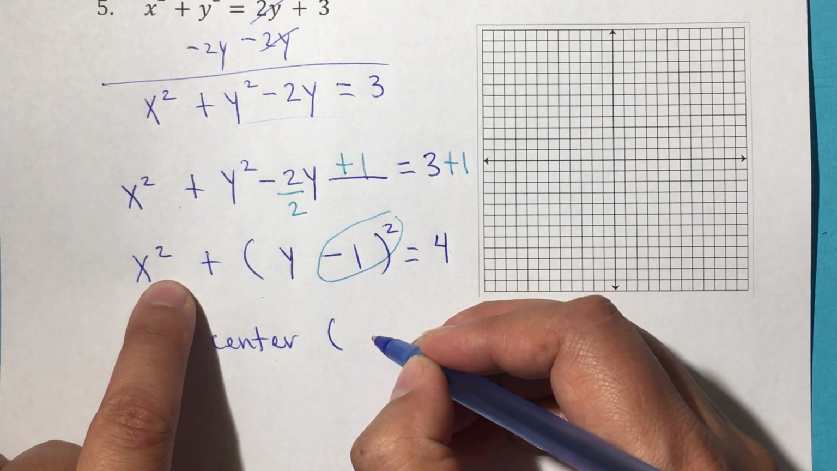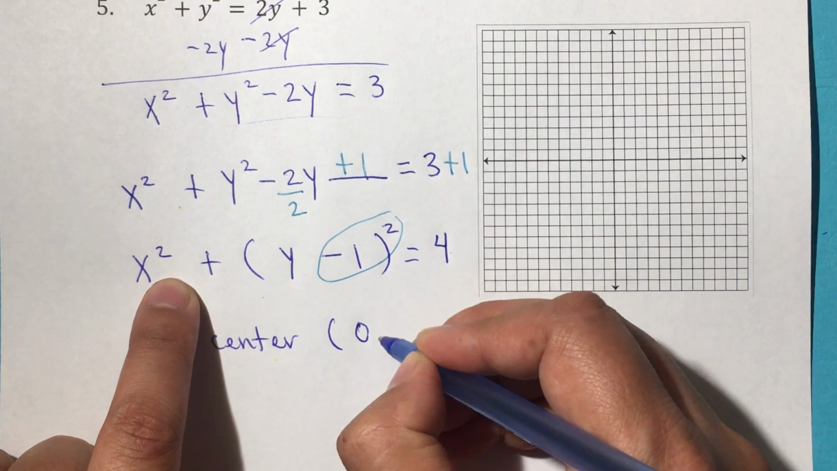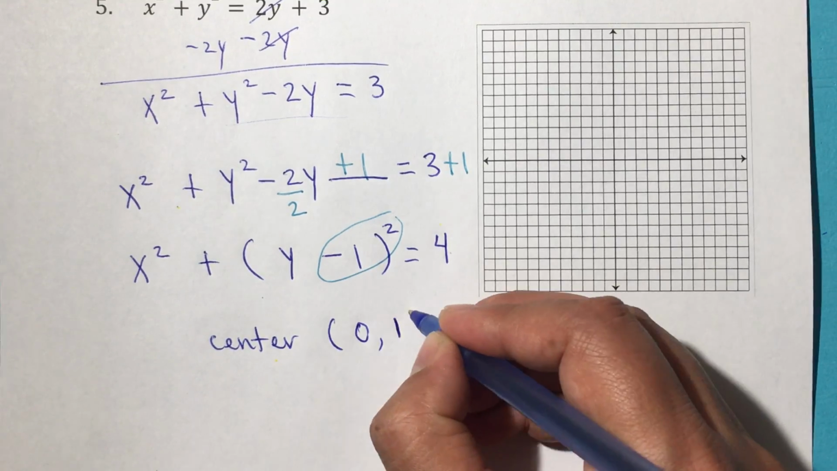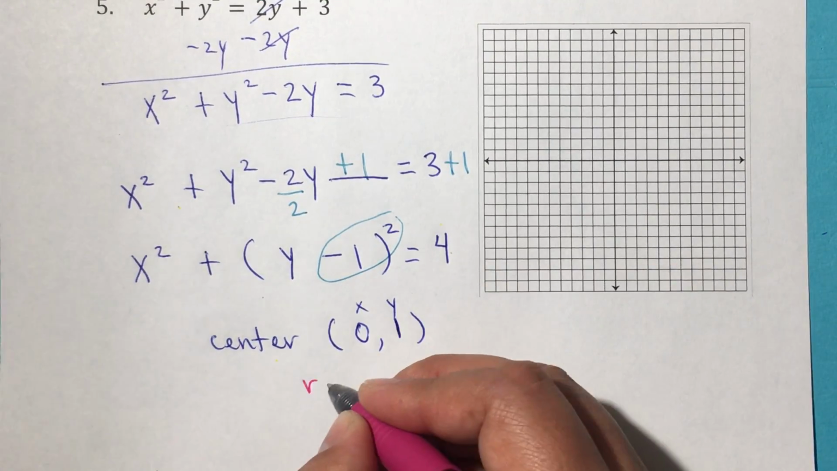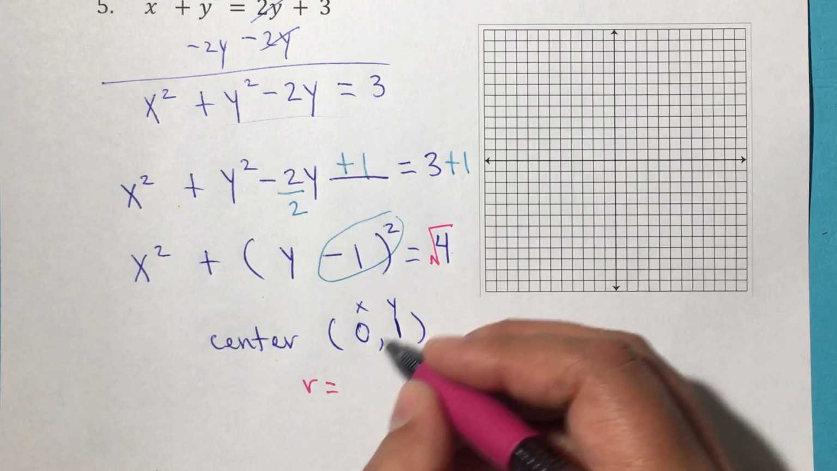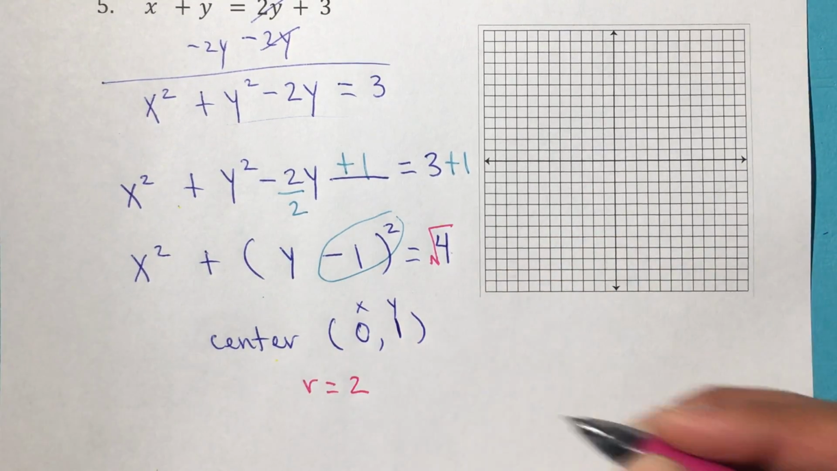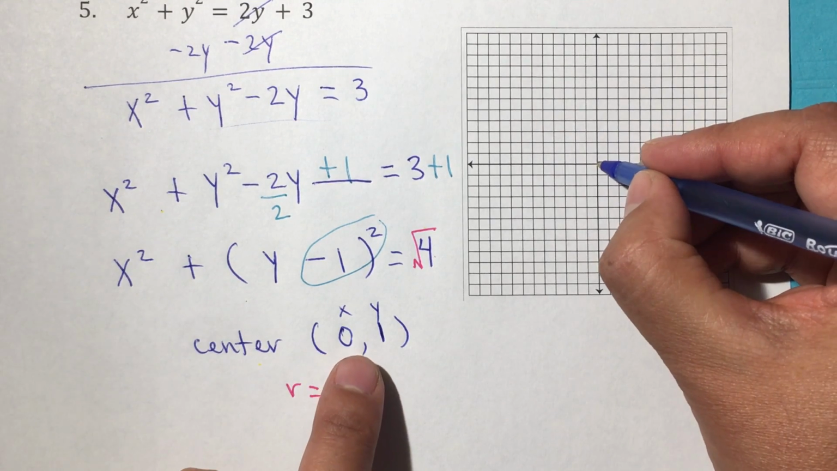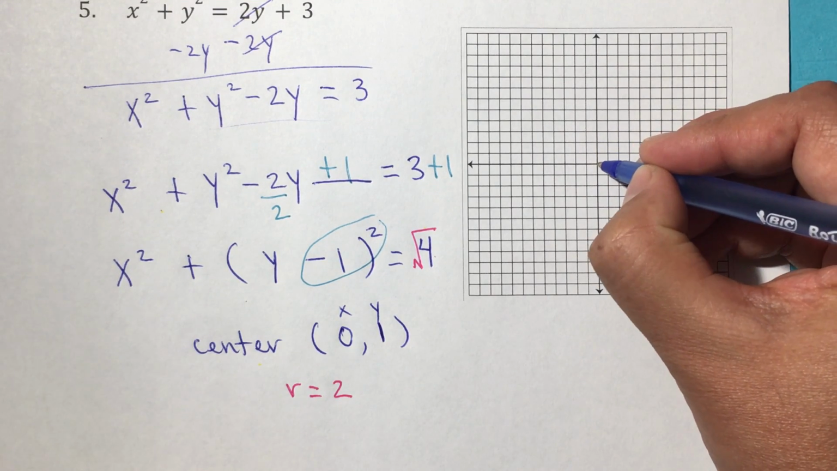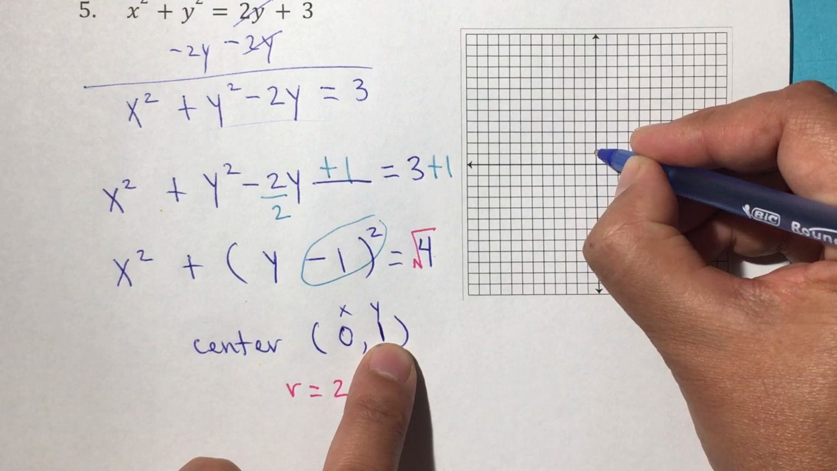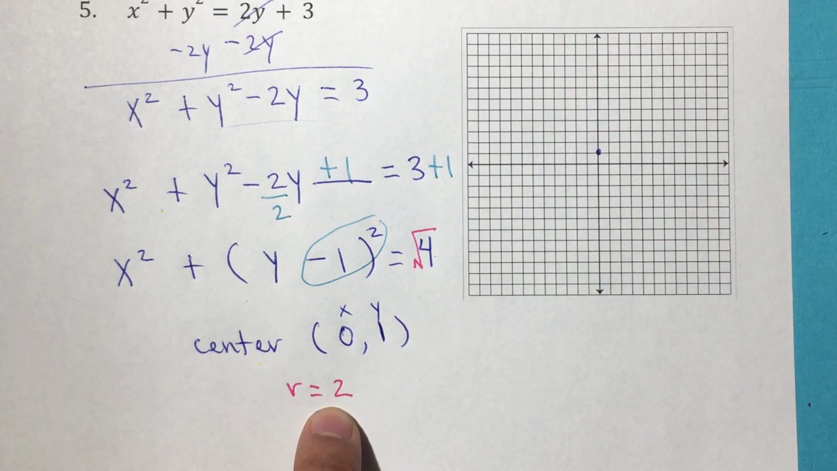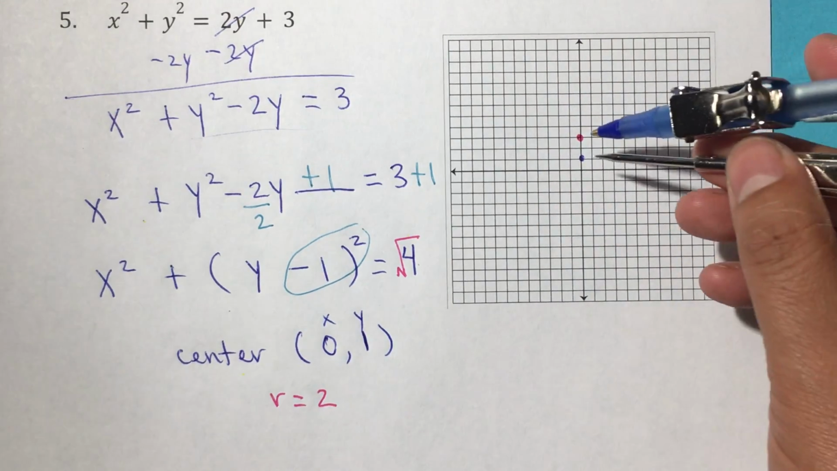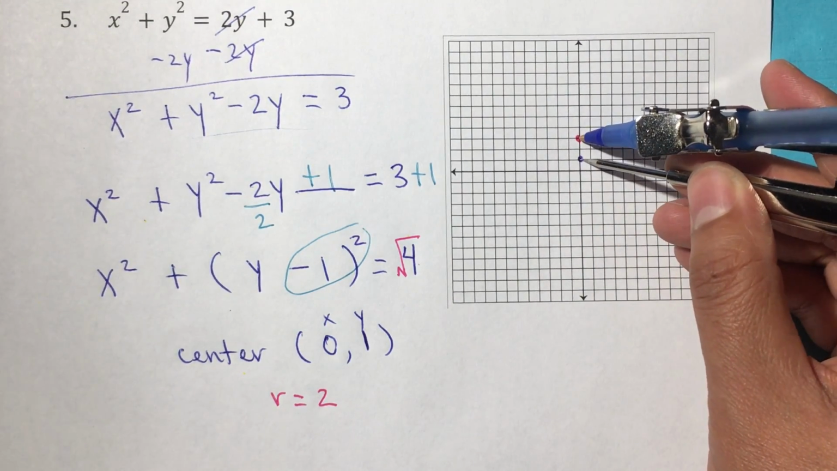For x, nothing is being added or subtracted, so that will be 0. For y, it's subtracting 1, so the opposite is +1. For the radius, we take the square root of the answer, and the square root of 4 is 2. So we're ready to graph. The center is at 0, 1. 0, we don't move. And then 1 for y goes up. Then 2 spaces from there is 1, 2 right there. The last one was also 2, so it's all set up.